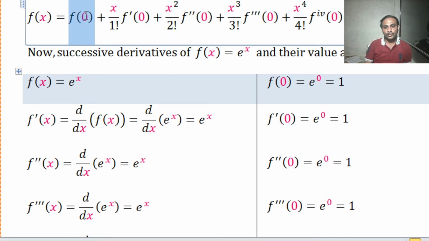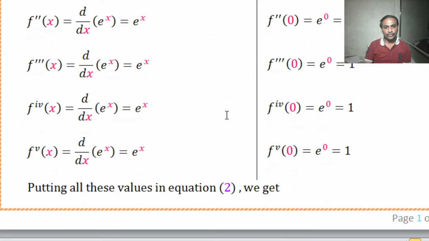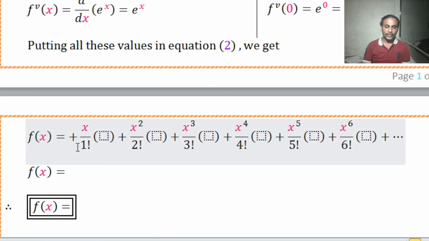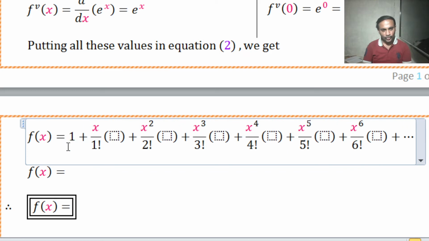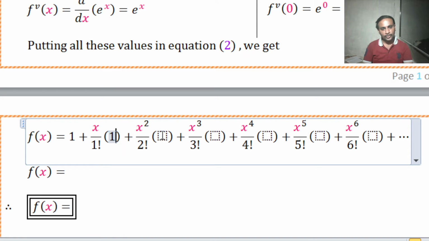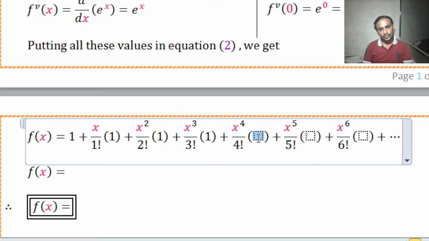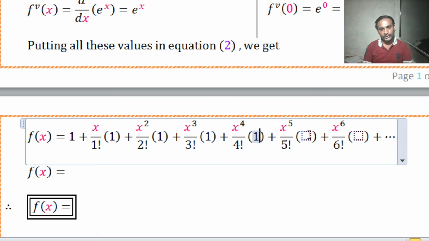We are putting these values in equation number 2 in place of f of 0, f dash 0, f double dash, f triple dash, the fourth derivative at 0. After putting the value of f of 0, we get 1 plus x upon 1 factorial into f dash of 0, which is 1, x square upon 2 factorial into f double dash of 0, which is again 1, x cube upon 3 factorial into the triple derivative at x equal to 0, which is again 1, x raised to 4 upon 4 factorial into the fourth derivative at 0, the fifth derivative at 0, the sixth derivative at 0, and so on.